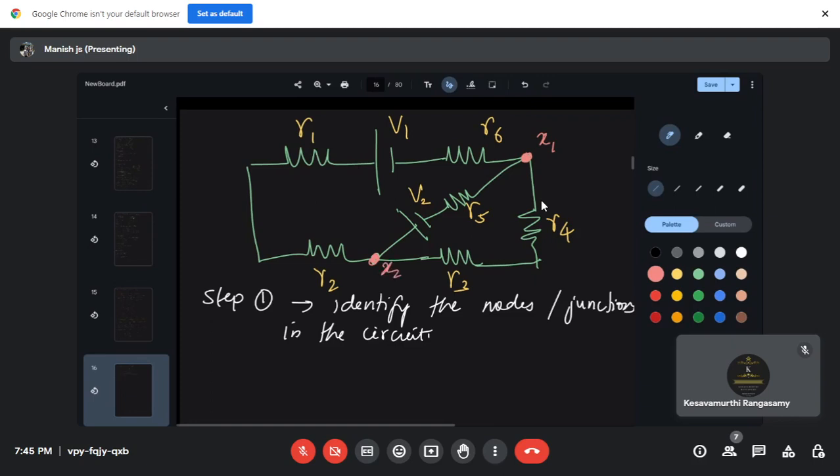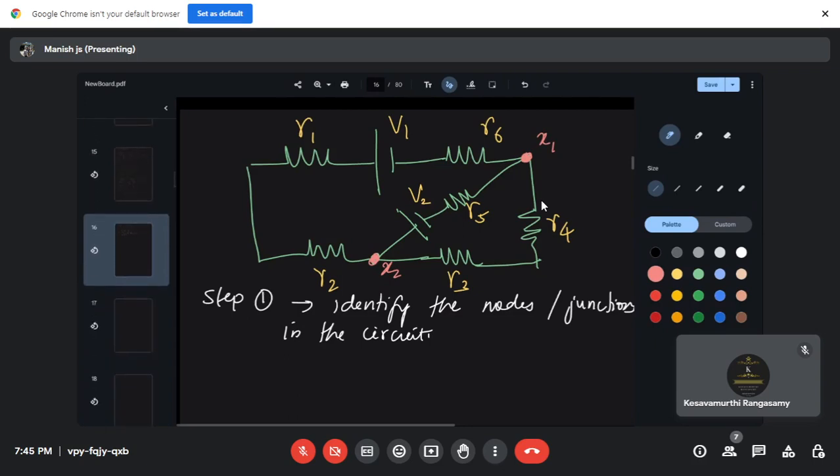Now, apart from these two, do you have any more nodes here? Are there other nodes apart from x1 and x2 in the circuit? Just see. Can you find? It is just 2. Exactly. You don't have any more nodes because there are only 2 nodes.